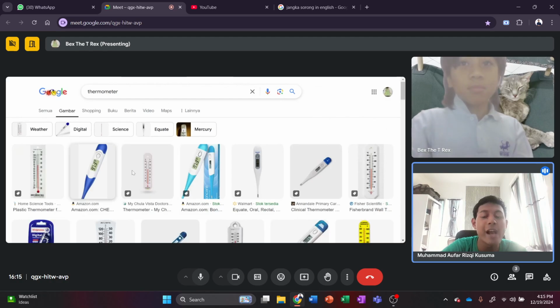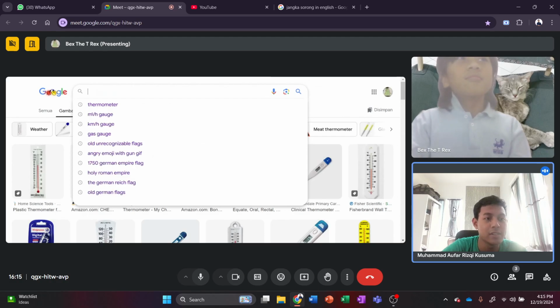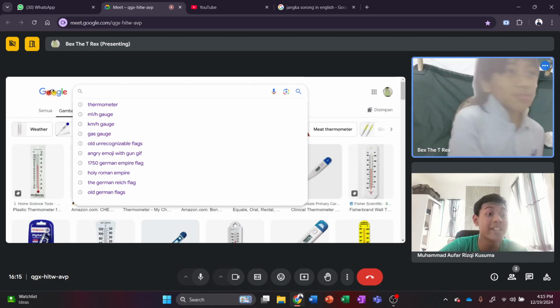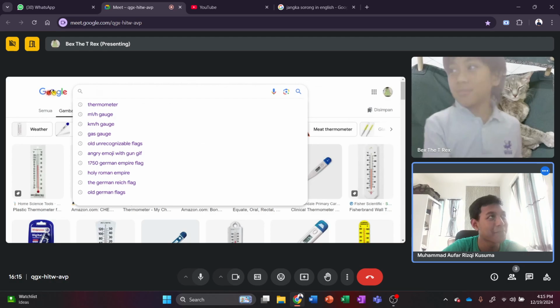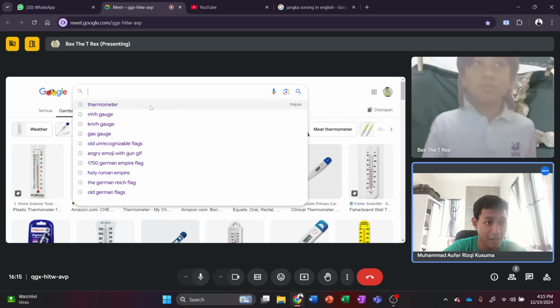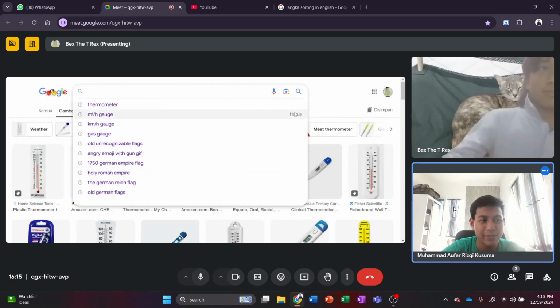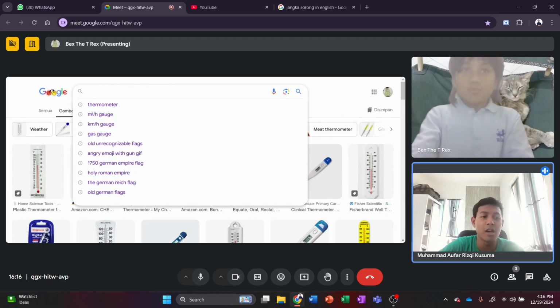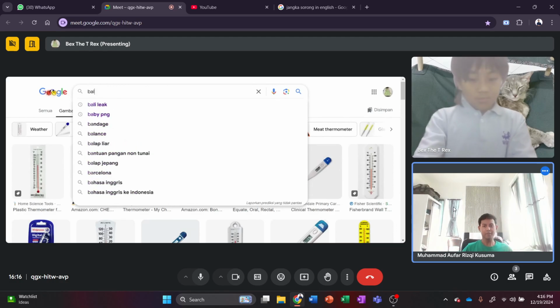Okay, thermometer. What kind of unit did you use in the thermometer? Degrees Celsius and Fahrenheit. Degree is not the unit actually. It's Celsius and Fahrenheit. Do you know other units? What's the name? It starts with an R.